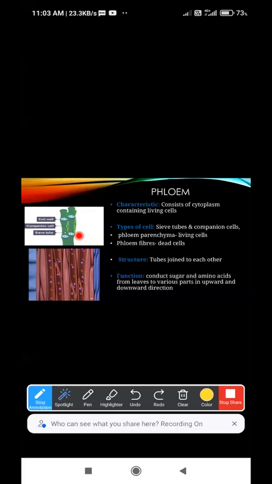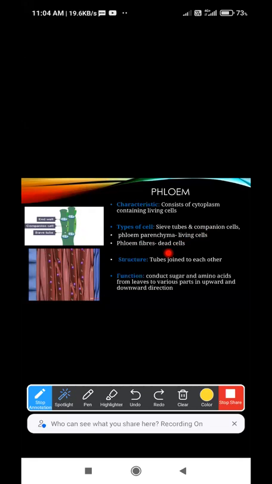Then the companion cell. These elongated oval-shaped cells that you see next to the sieve tube are known as companion cells. Sieve tube cells do not contain any nucleus, whereas companion cell contains the nucleus. So all the control of this sieve tube cell is carried out by the companion cell. So they are the best friends. Next is phloem parenchyma, which are the living cells. It contains cytoplasm that stores nutrients into it.